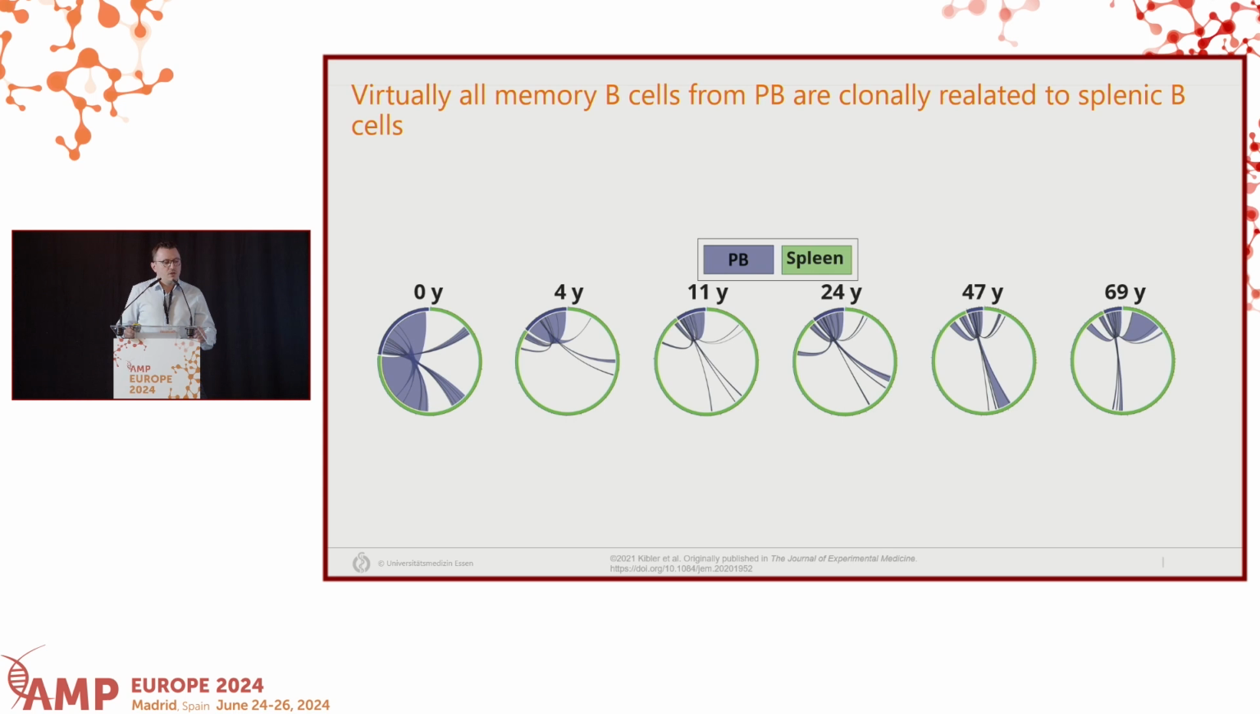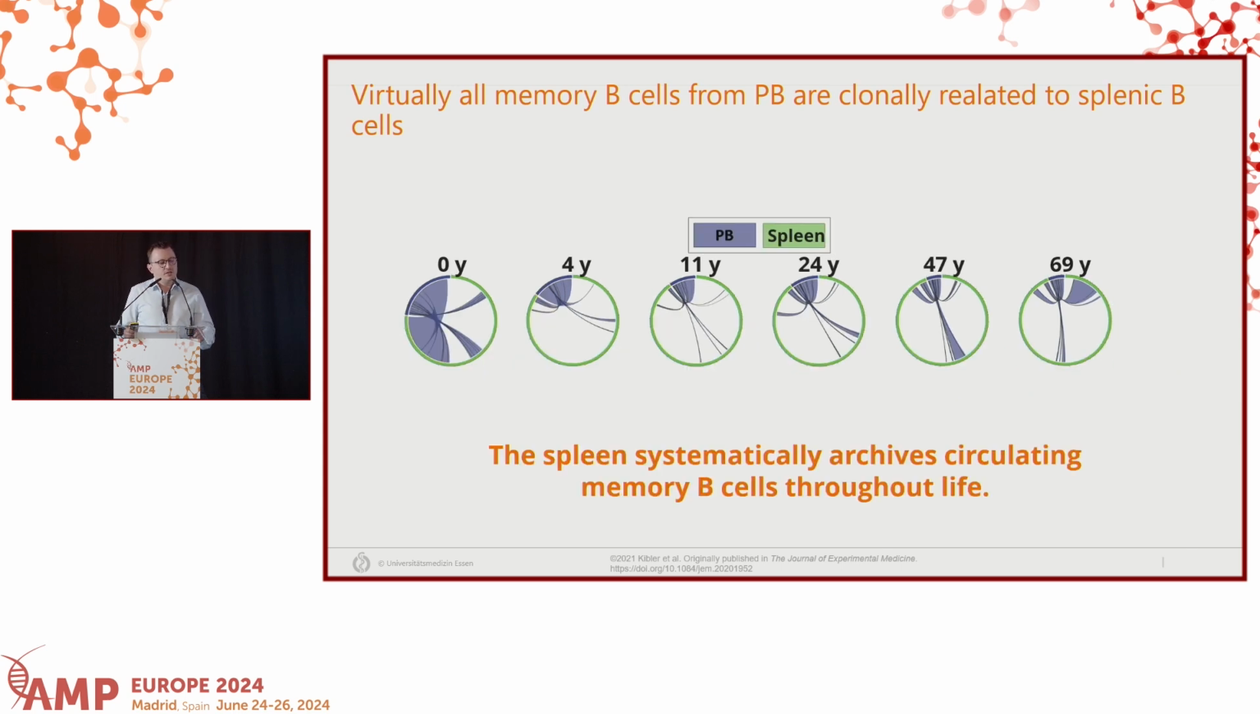If we consider now more individual donors, the picture is quite similar. So we see that all the peripheral blood derived sequences correspond to shared clones between blood and spleen. And this leads us to the conclusion that the spleen has the important function to systematically archive circulating memory B cells throughout life. So whenever a memory B cell is generated elsewhere in the body, for example in the tonsils or lymph nodes throughout the body, and it reaches the bloodstream, members of these clones eventually end up in the spleen and are integrated into this archive.